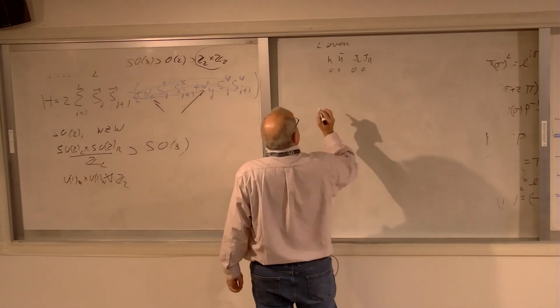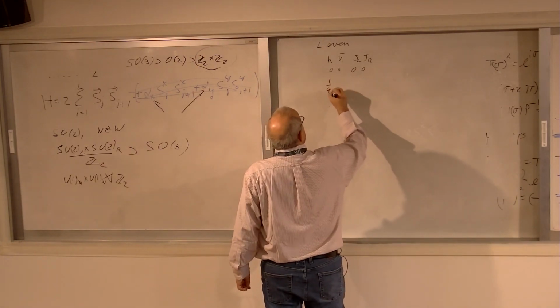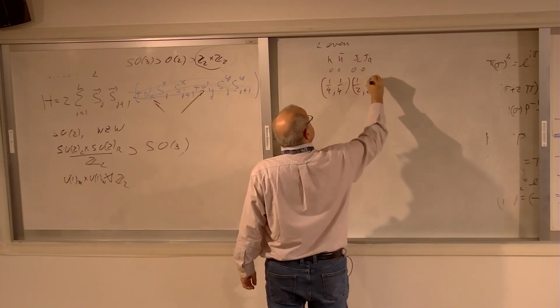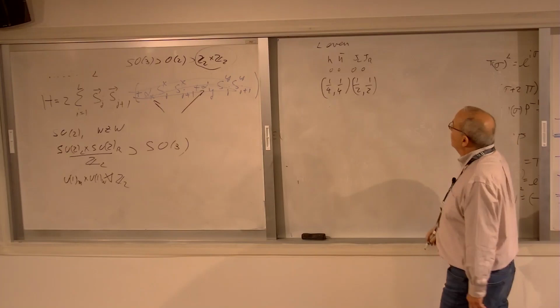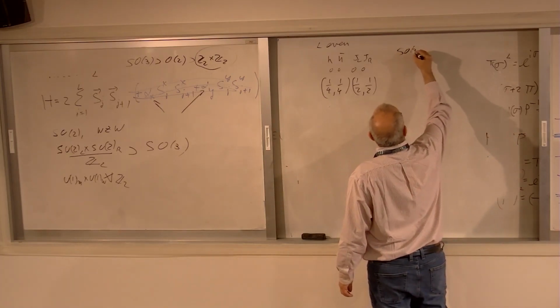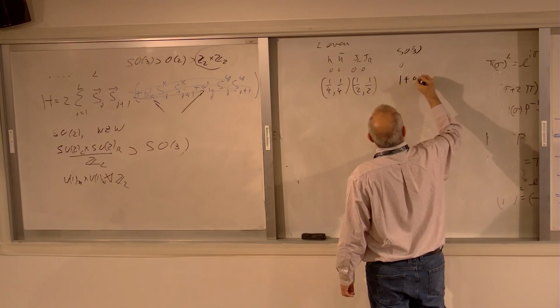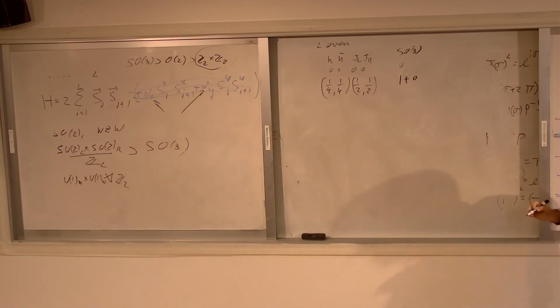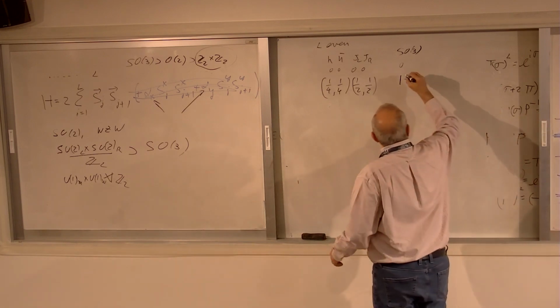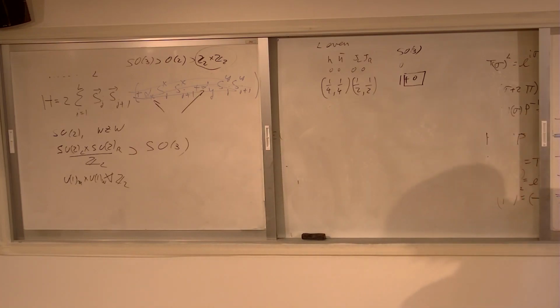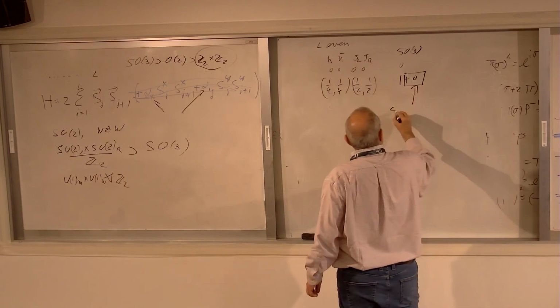That's the first level. Then, at a quarter, we have states in a half. And under the SO3 spin, this is 0, and this is 1 plus 0. I just multiply the representation. Let's look at this guy. This guy is invariant under SO3.